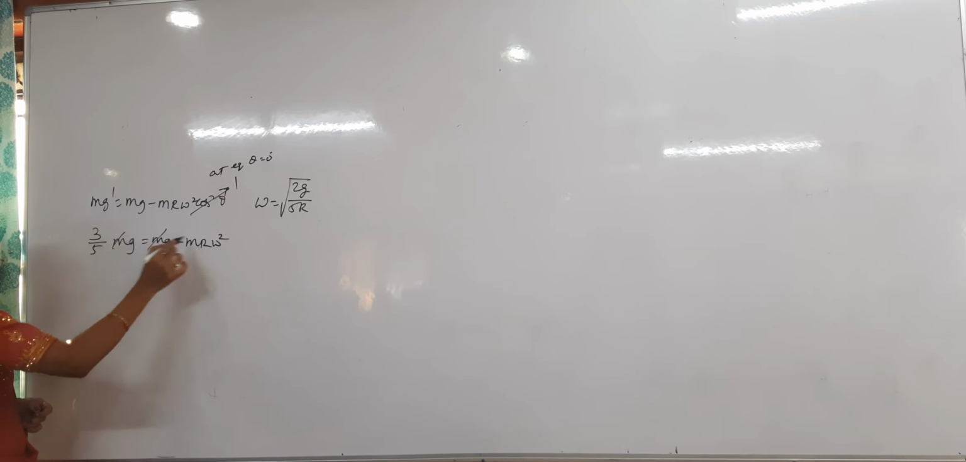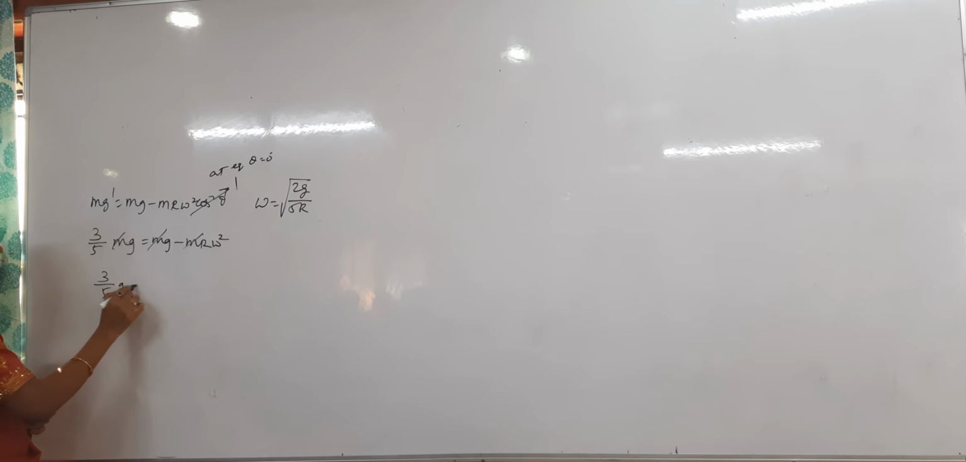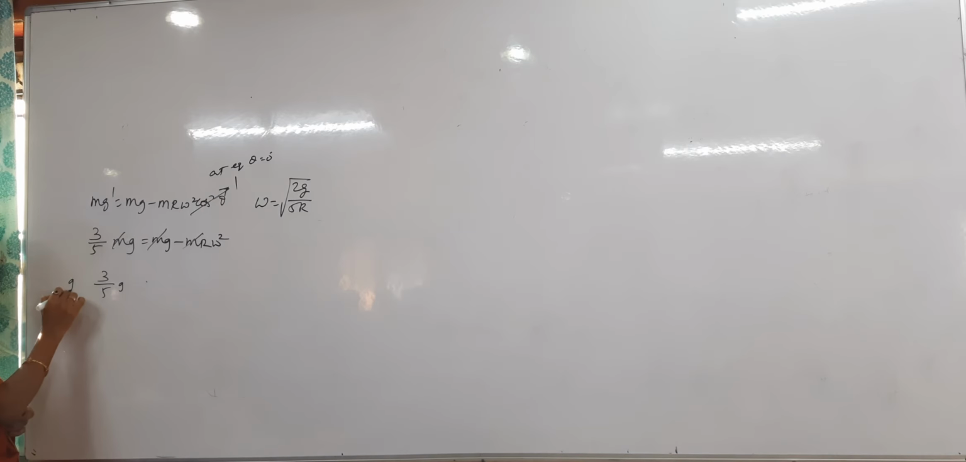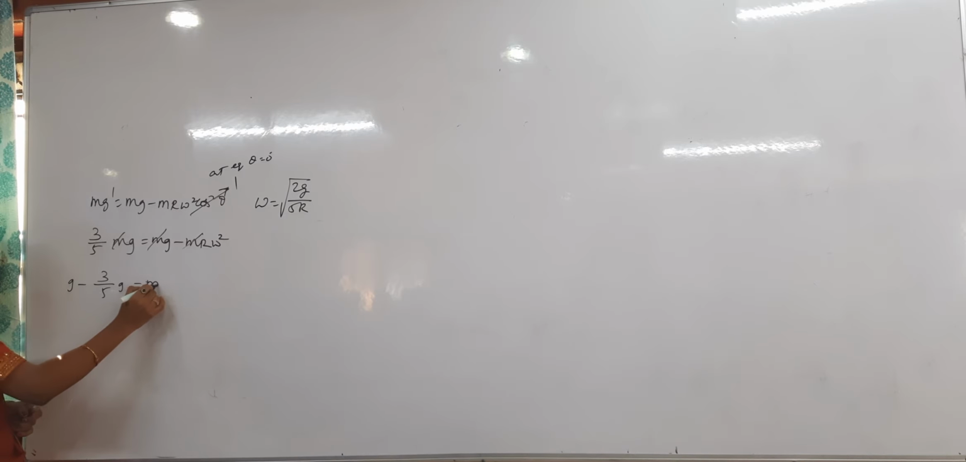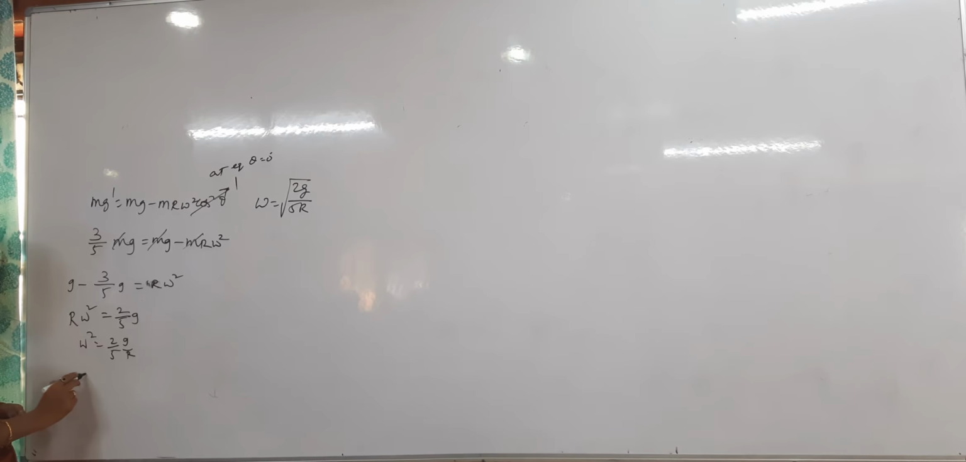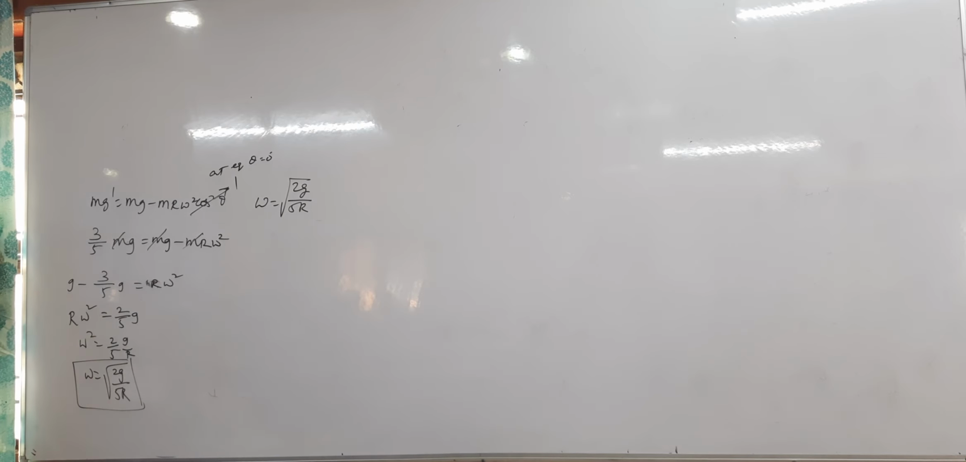Then m gets cancelled everywhere. Then 3/5 g is equals to g minus R omega square. Then g minus 3/5 g is equals to what I can get? R omega square. Then 1 minus 3/5 nothing but what will we get here? 2/5 g is equals to R omega square. Then omega square is equals to 2/5 g by R. Then omega is equals to under root 2g by 5R. This is the answer. They are saying that a person at the equator feels how much weight? 3/5 times of the original weight. That's it. At equator they are saying, so that theta is equals to how much? 0 degrees.